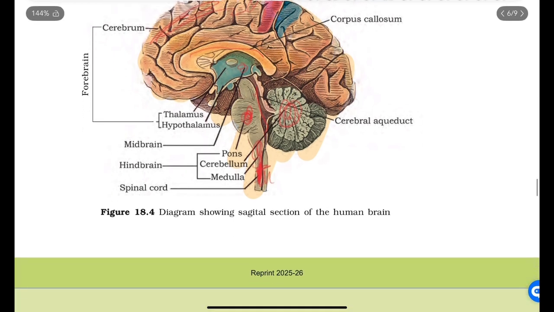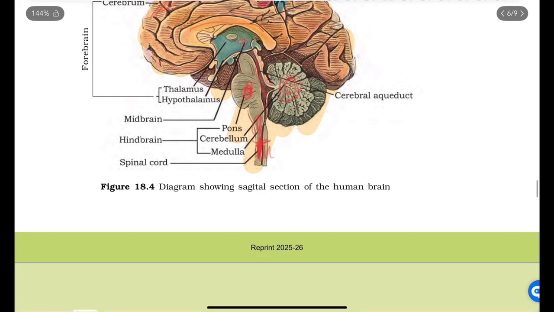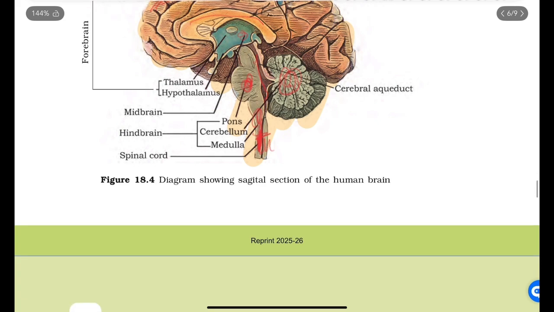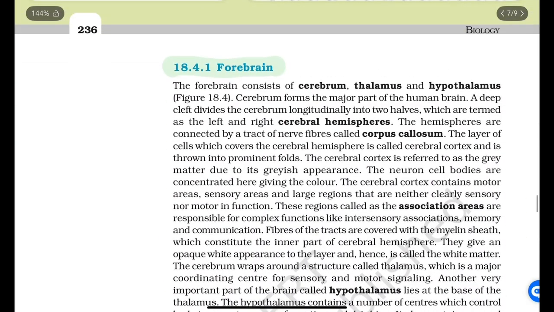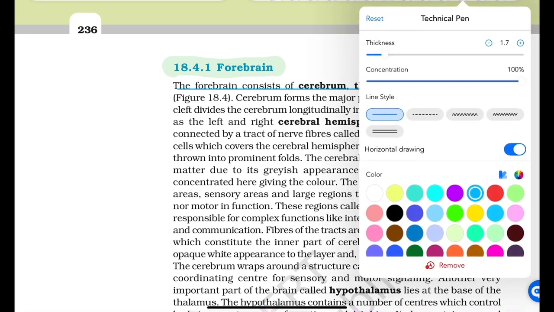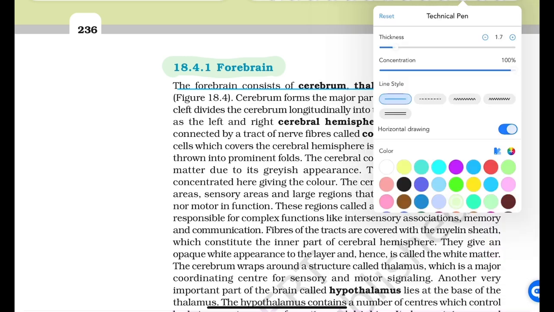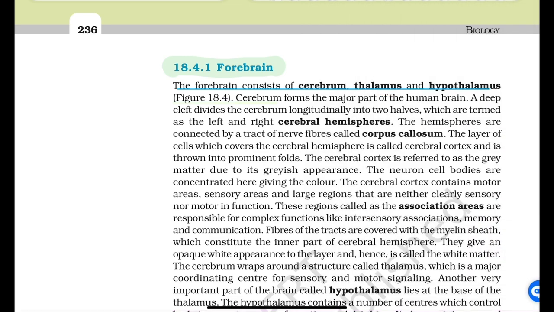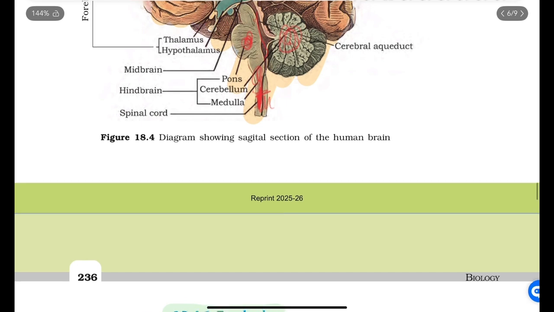And the forebrain consists of thalamus, hypothalamus. The forebrain consists of cerebrum, thalamus, and hypothalamus. Figure 18.4.